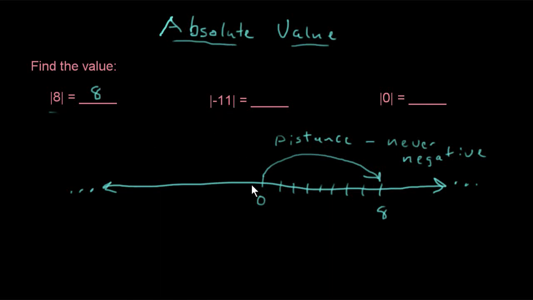How about the absolute value of negative 11? Well, negative 11 is over to the left of 0, and it's over 11 units. The distance from 0 to negative 11 is 11 units. And so, therefore, the absolute value of negative 11 is 11. Next, what is the absolute value of 0? How far away from 0 is 0? Well, it's 0.